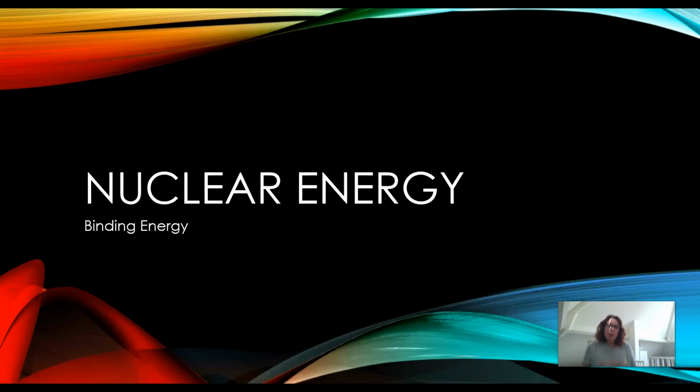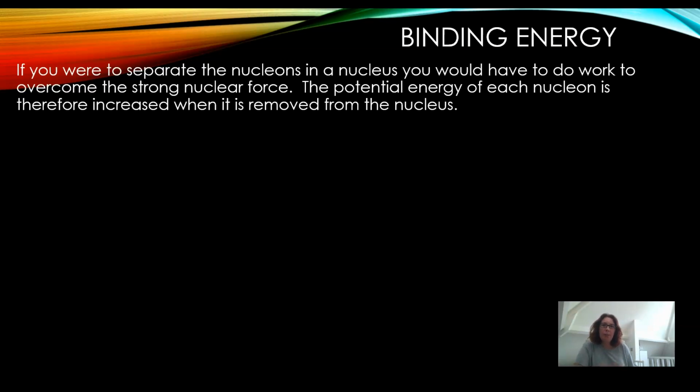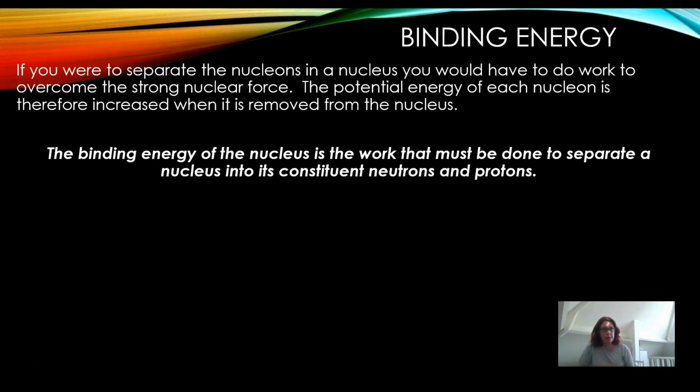So we can then use this idea to work out something called binding energy. So this is now 27.2. If you were to separate the nucleons in a nucleus, you would have to do work to overcome the strong nuclear force. If this is my nucleus, if I want to pull all the nucleons out, I would have to do some work to overcome the strong nuclear force. So the potential energy of each nucleon is therefore increased when it's removed from the nucleus, because I've pulled it out, so I've done some work, I've given it energy.